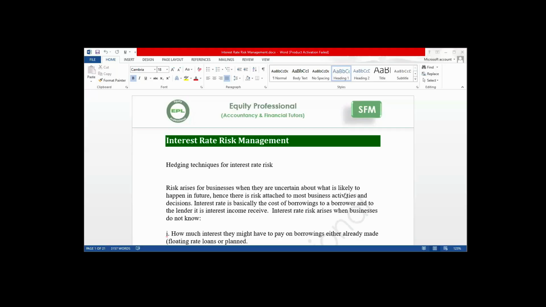We can also define the interest rate as return on deposits, return on investments. If a company places investment, then you are going to expect a return on the amount you have invested. So from the perspective of the investor, interest rate is the return on my investment.